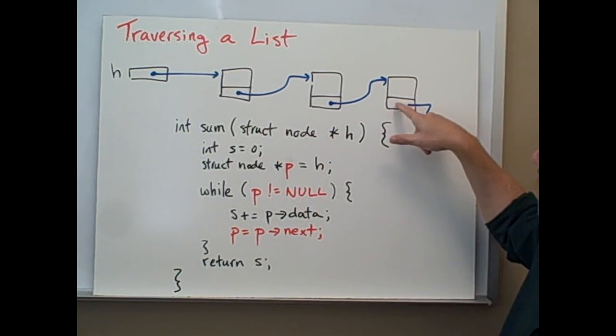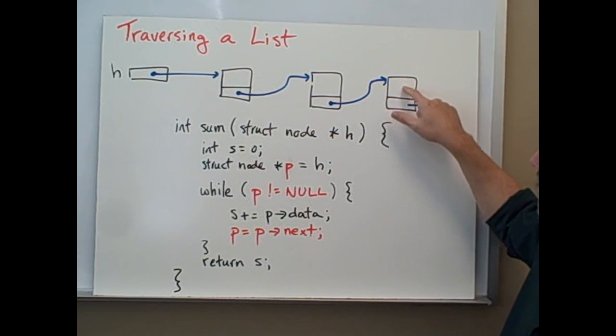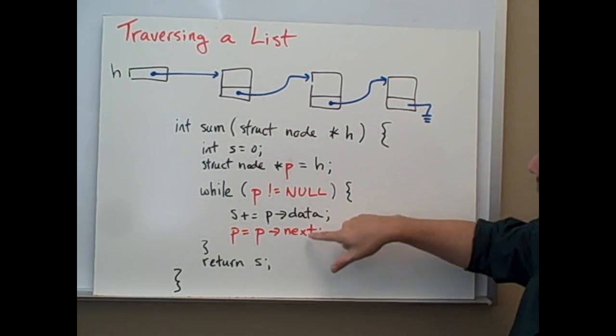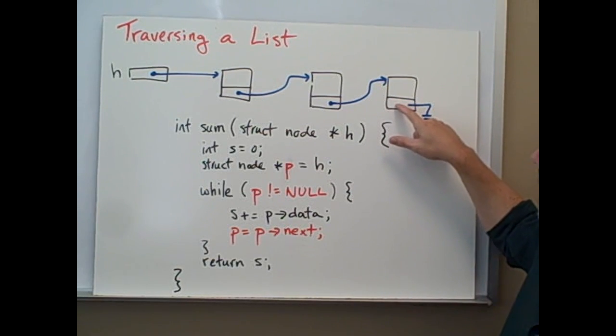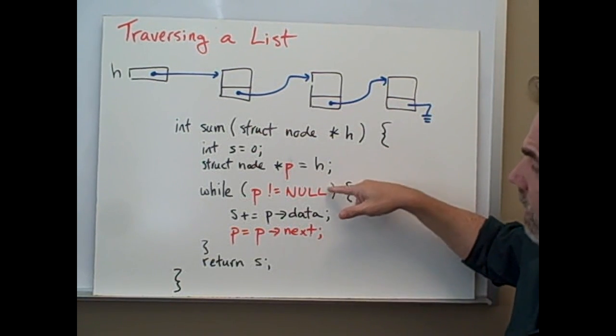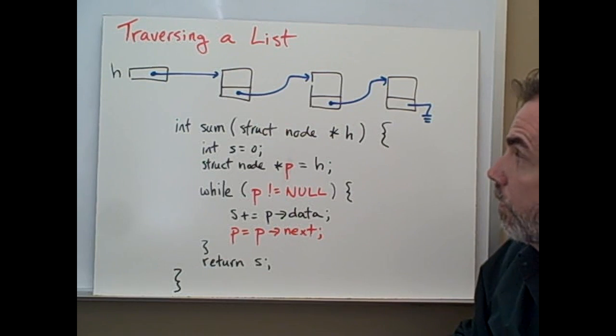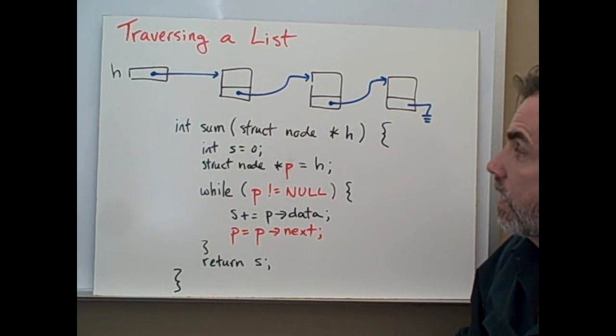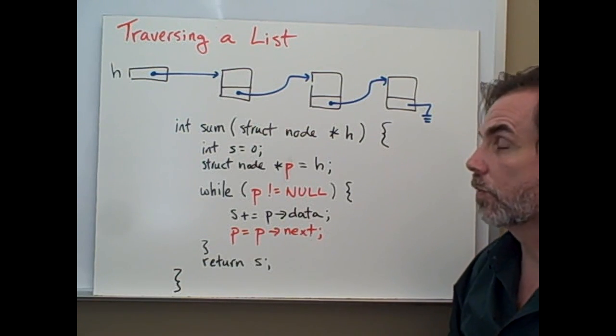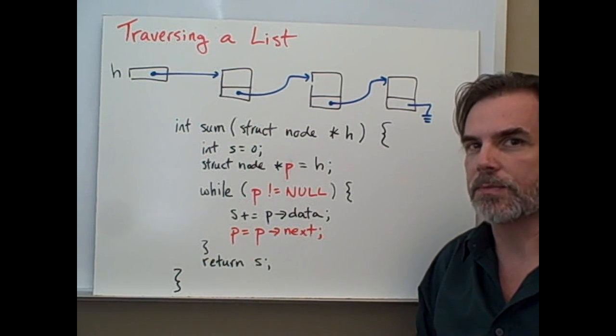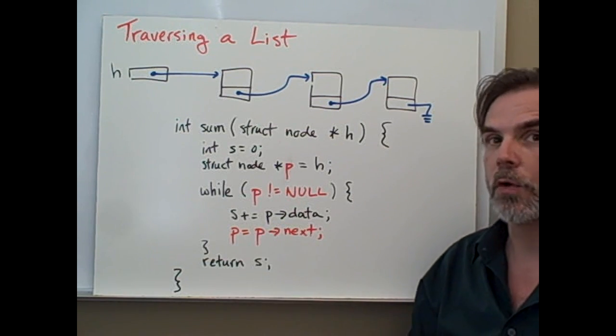And when we get to the end of the list, here P points to this tail of the list, and then when I say P equals P next, it is null, and so I go to the top of the loop, P is null, and I exit the loop. So this is just an example of walking through a list, and we'll do this many, many times, and you'll see this kind of code over and over and over.